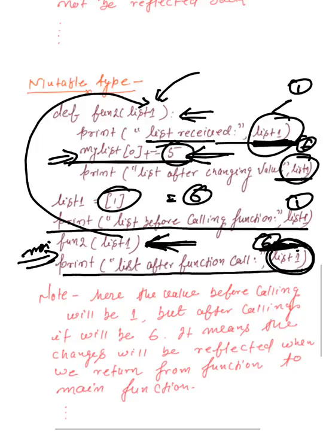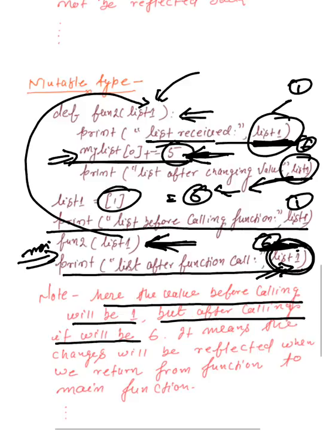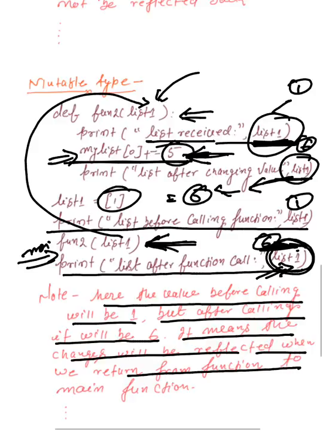So after adding the value 5, the value will become 6 here at this place. Now the same is reflecting back here also. It means the value is getting changed, or the changes are reflecting back to the main function. That's why it is mutable. The conclusion is that the value before calling will be 1, but after calling it will be 6. It means the changes will be reflected when we return from the function to the main function.